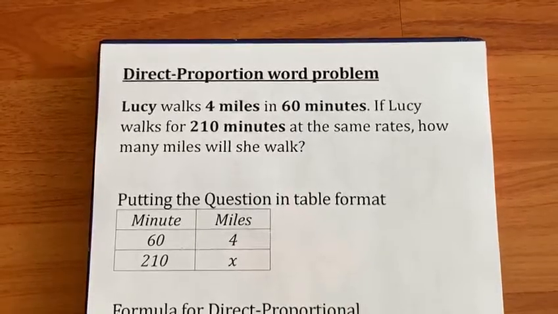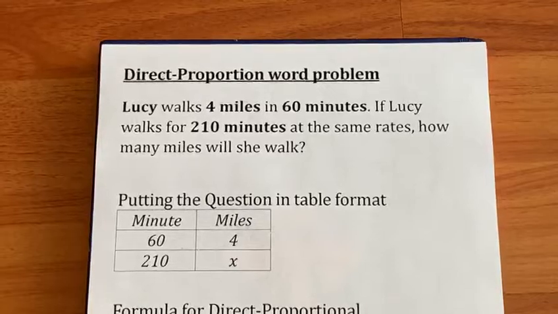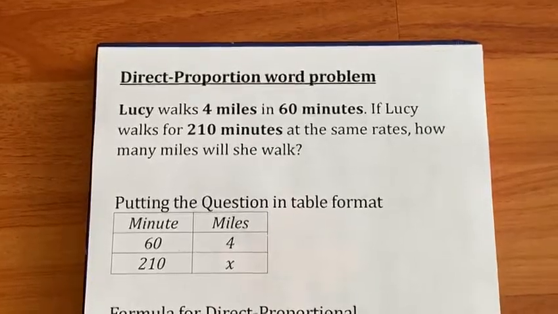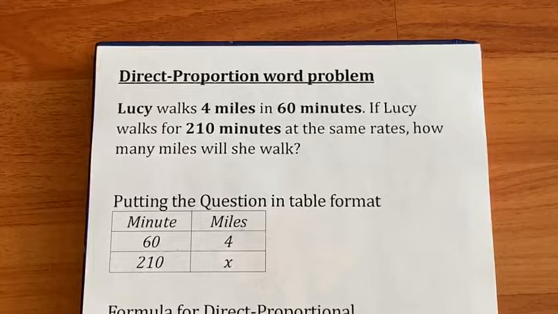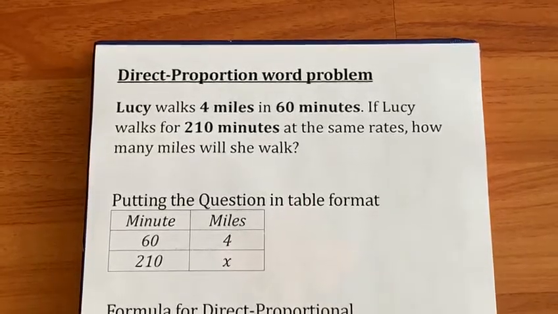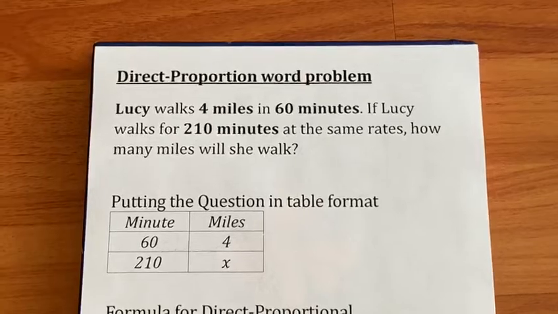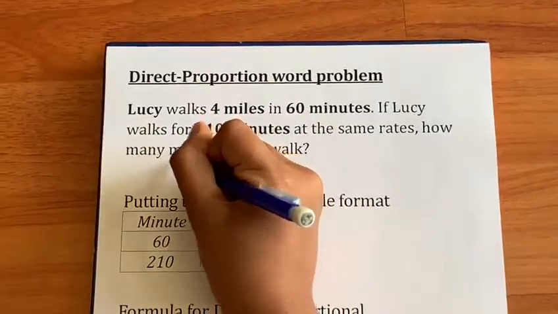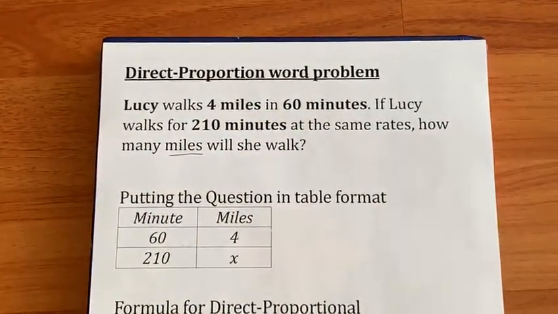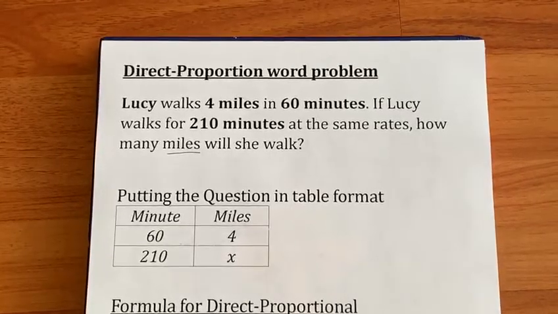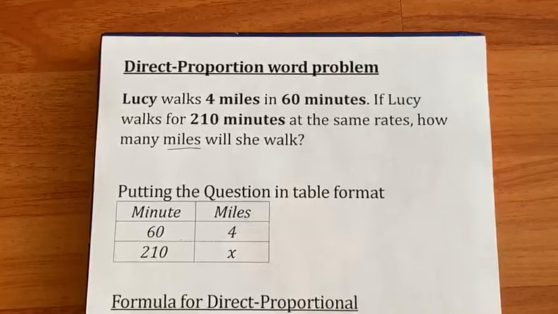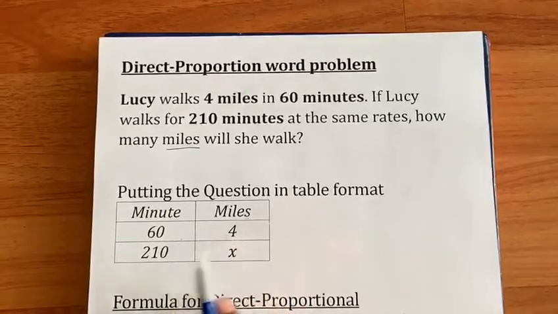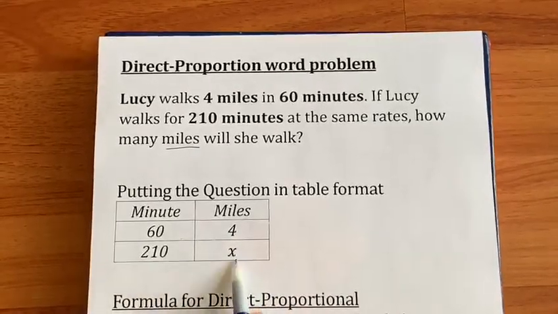So the first thing we need to do with our information when we get one of these proportional word problems is put the question into a table format. In this table, we put what we are solving for on the rightmost side. So miles will go on the rightmost side since we are solving for miles, and minutes will go on the left side. Here we see that Lucy takes 60 minutes and she walks 4 miles. So for 210 minutes, we need to solve for x.